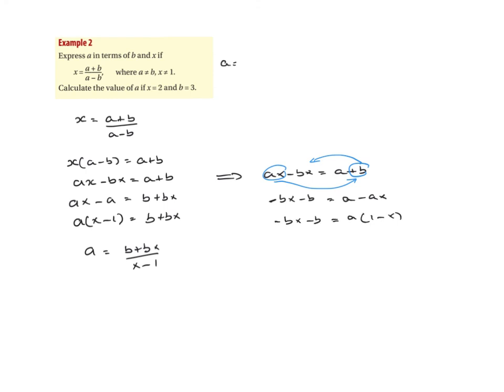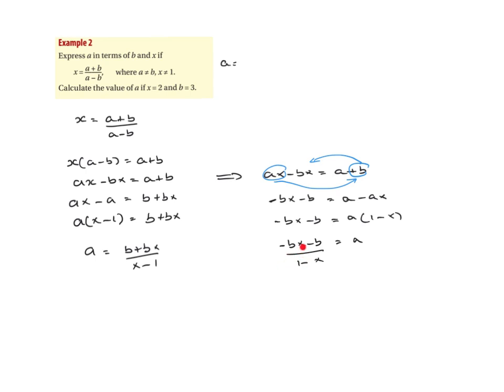Like before, I have a multiplied by this bracket, so I can take that underneath. So I'm going to end up with a is equal to minus bx minus b all over 1 minus x. Now, this is perfectly correct, as is this. They're exactly the same expression, but written in a different way.